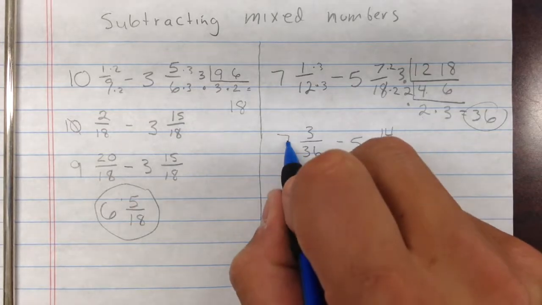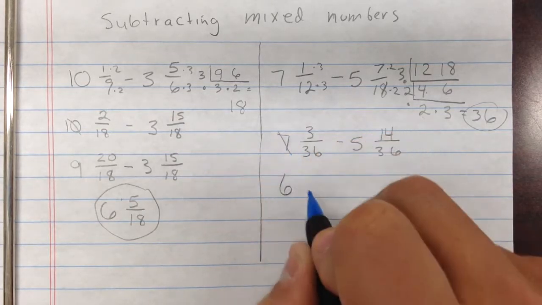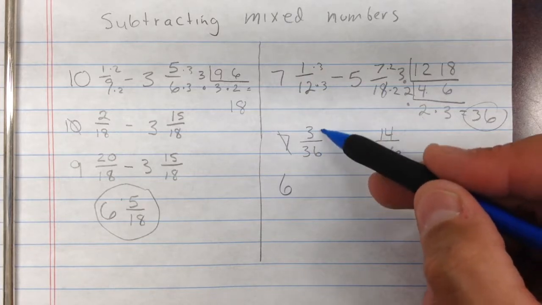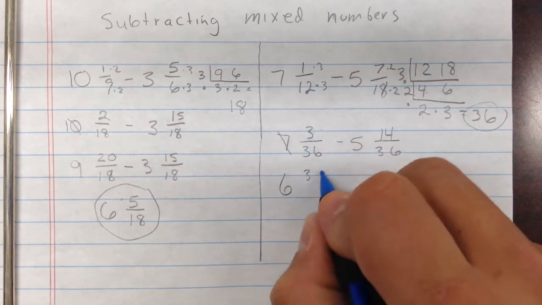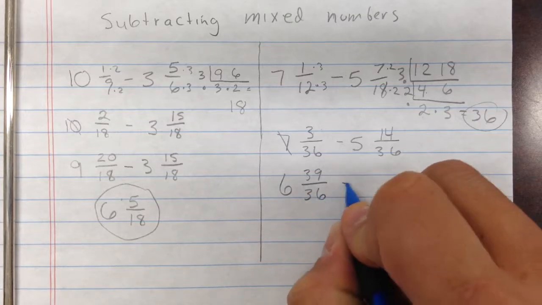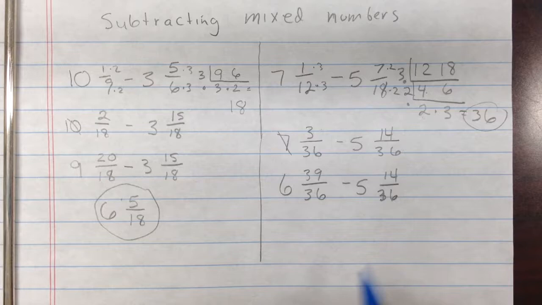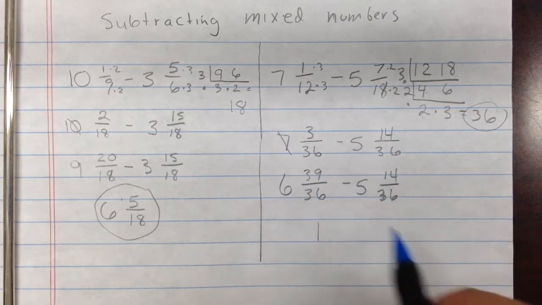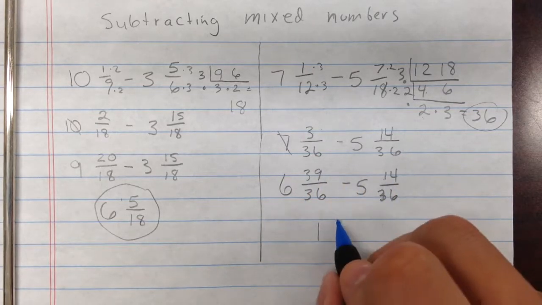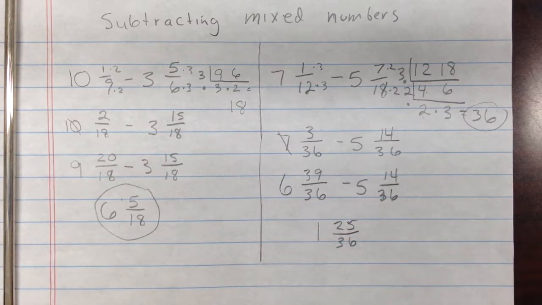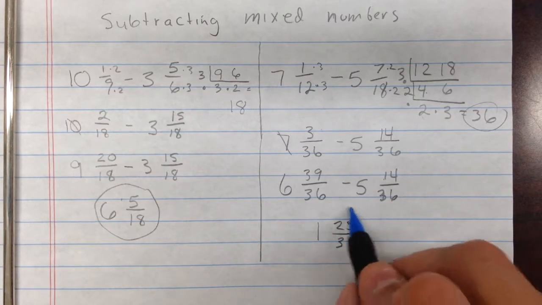So I have to borrow a whole from the 7 to make it 6. Add that whole to the 3 36ths in the form of 36 to give me 39, then subtract. 6 minus 5 is 1. 39 minus 14 is 25 36ths. And that cannot be reduced. So it's all done.